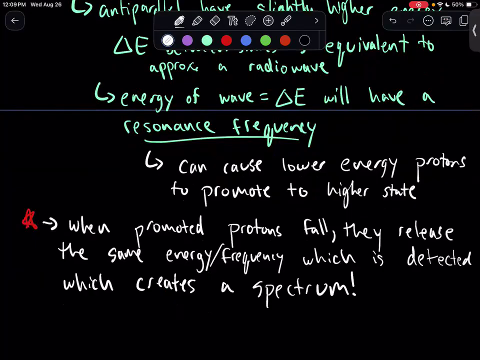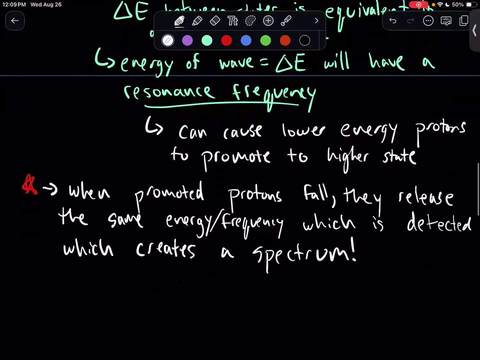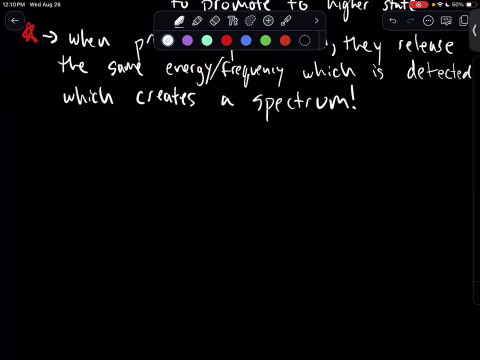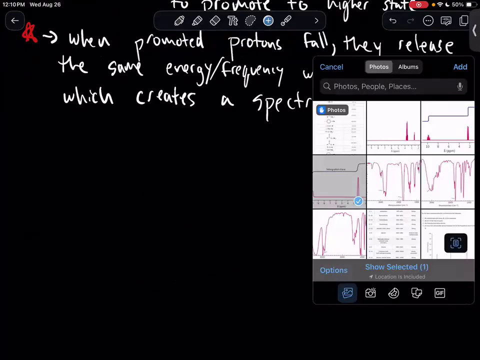So all this is to say, for HNMR to work, we take a sample containing a lot of protons in an organic compound. We align them with a magnetic field, then blast them with radio waves to promote the parallel to the anti-parallel energy levels. We let them fall back down, and then we capture the released radio waves, creating a spectrum, which looks like this.